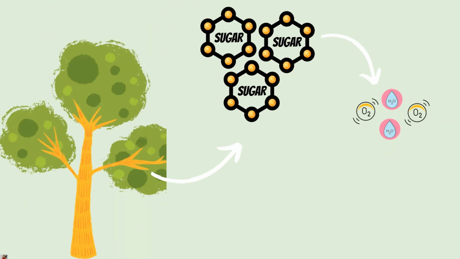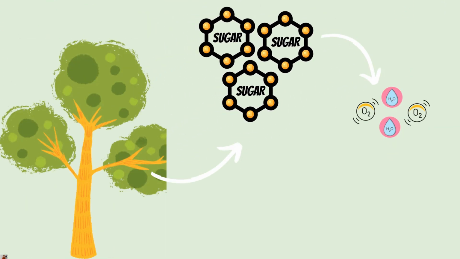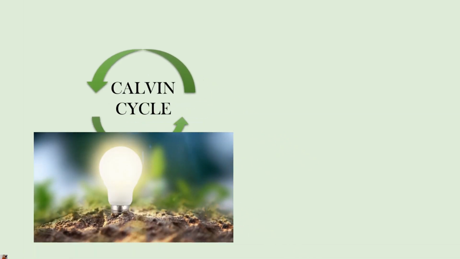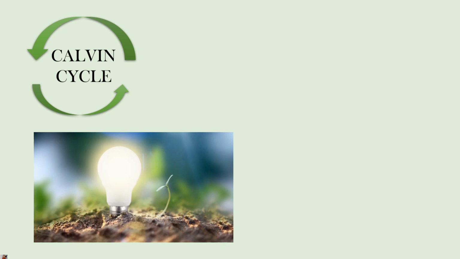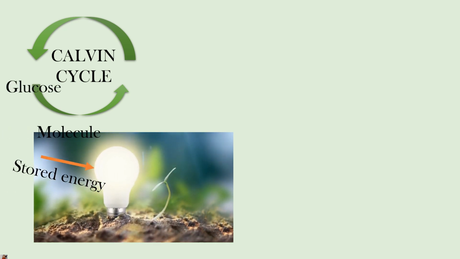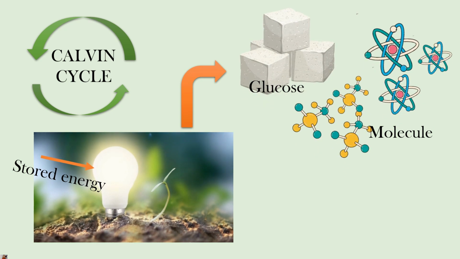Plants use sugar to make other compounds. This is called the Calvin cycle. The Calvin cycle is the term used for the reactions of photosynthesis that use the stored energy of all light-dependent reactions to form glucose and other carbohydrate molecules.